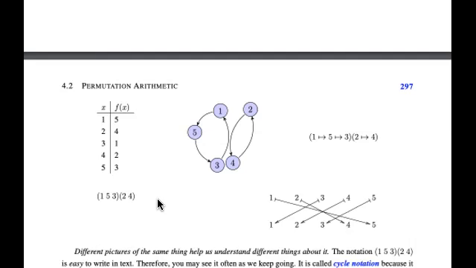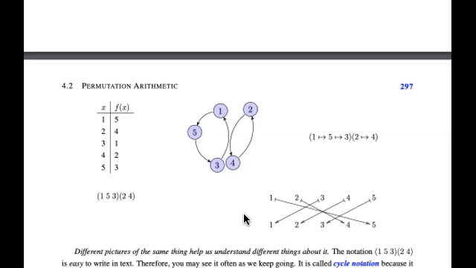Let's see. We could also represent it this way, which is really the same as this. 1 goes to 5 goes to 3, and then we just know we loop back to 1, and similarly over here. We could also do it this way. We could just line up the domain 1, 2, 3, 4, 5 and the codomain 1, 2, 3, 4, 5 in the same order and just draw arrows. 1 goes to 5, 2 goes to 4, 3 goes to 1, 4 goes to 2, 5 goes to 3, and we kind of see the self-bijection happening in that way.